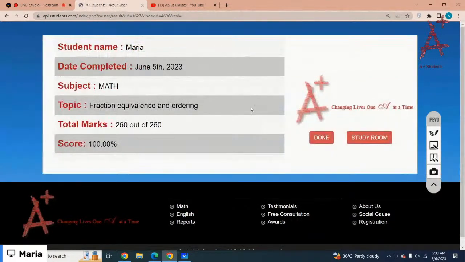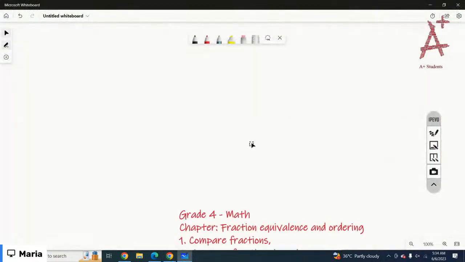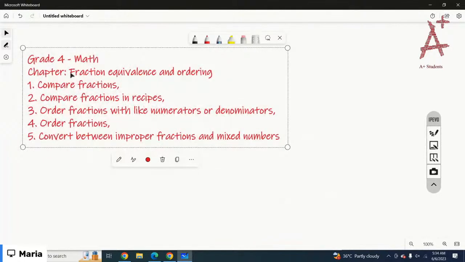Okay, we are done with the lesson. So we were working on grade 4 maths. The chapter we're working on is fractions, equivalence and ordering. Lessons we have covered today are compare fractions in recipes, order fractions with like numerators or denominators, then order fractions and convert between improper fractions and mixed numbers.